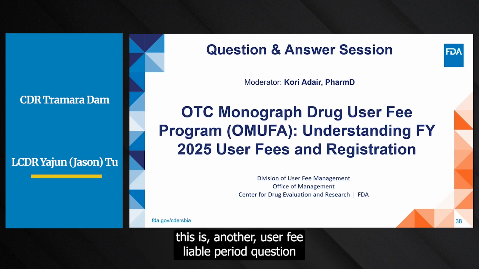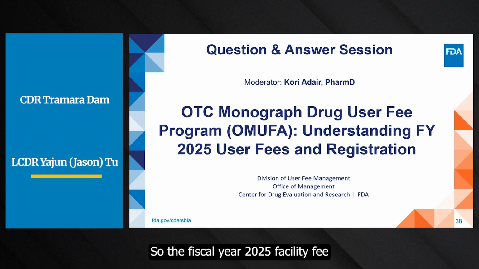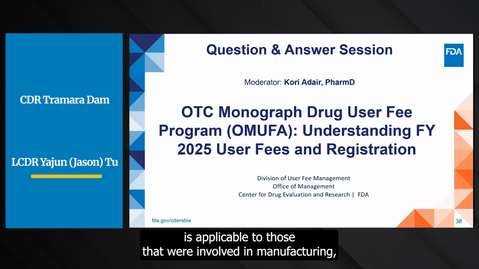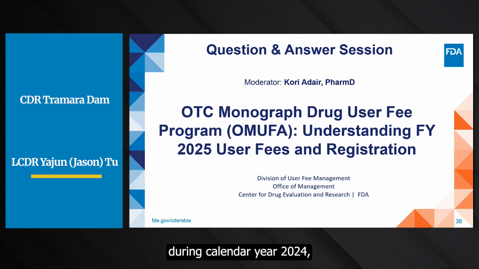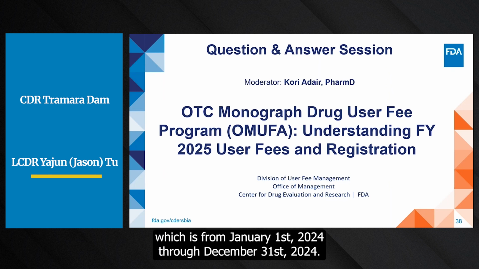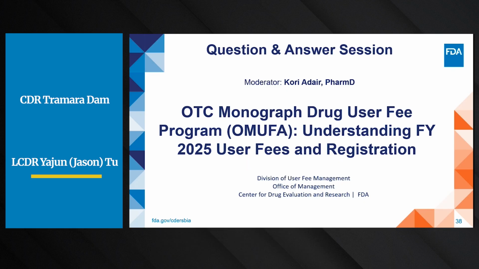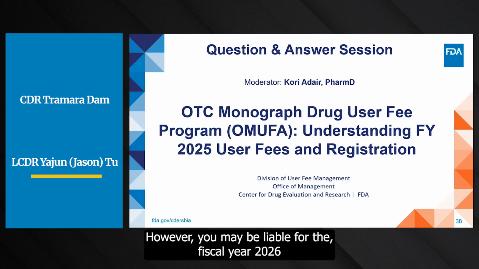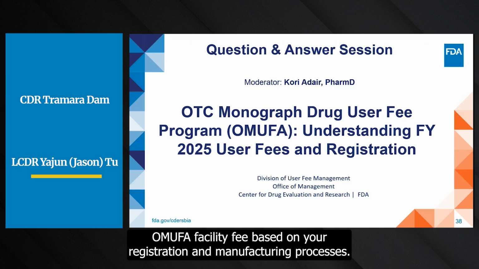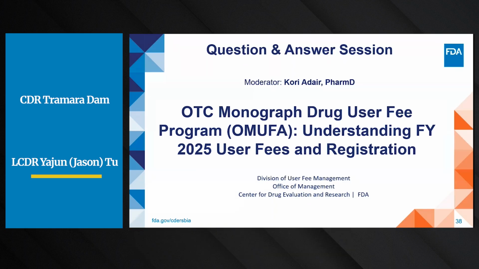Okay, thank you. This is another user fee liable period question asked in a different way. The fiscal year 2025 OMUFA facility fee is applicable to those that were involved in manufacturing or processing of OTC monograph drugs during calendar year 2024, which is from January 1st, 2024 through December 31st, 2024. If you register today, you would not be fee liable for fiscal year 2025. However, you may be liable for the fiscal year 2026 OMUFA facility fee based on your registration and manufacturing processes. Thank you.